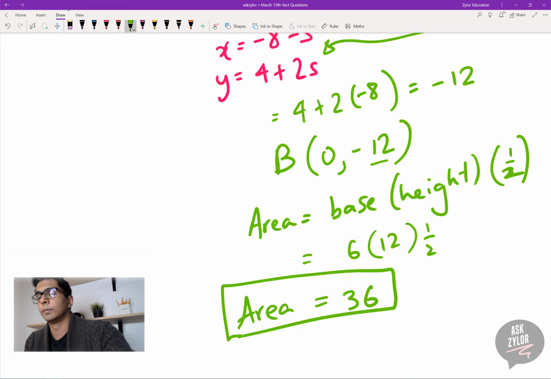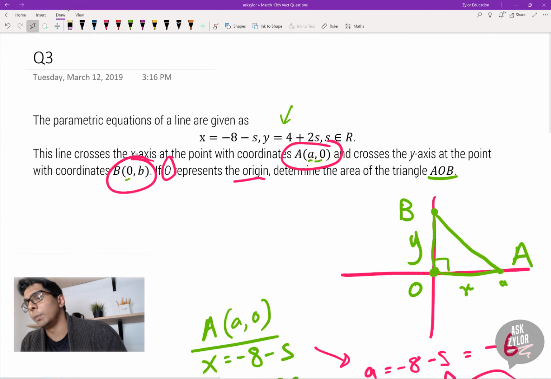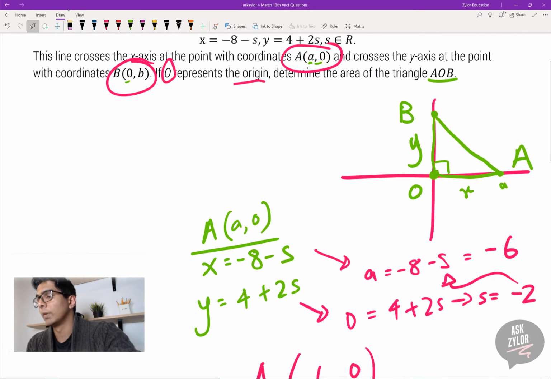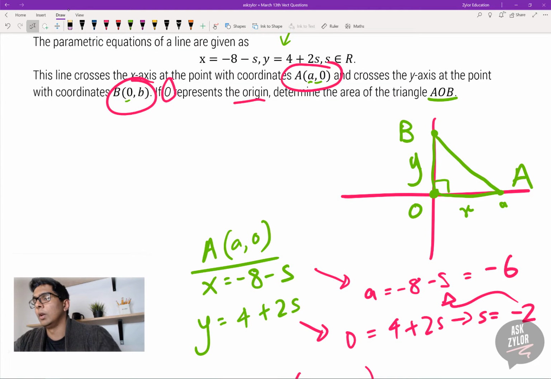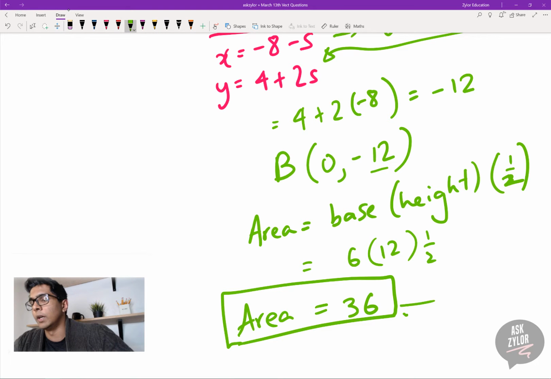So what I've done so far is they've given me a parametric equation of a line, and they've said this line crosses the x-axis at a certain point and the y-axis at a certain point. And O represents the origin, so we'll determine the area of the triangle AOB. So my O is the origin, so I came up with a right angle triangle, so all I needed to do was find the base and the height. Because if I have the base and height, I can just plug it into my area equation to give me my area.